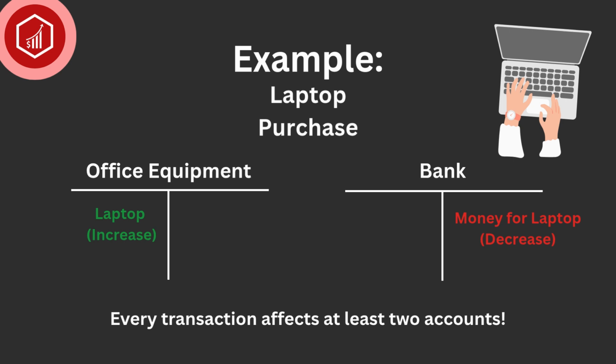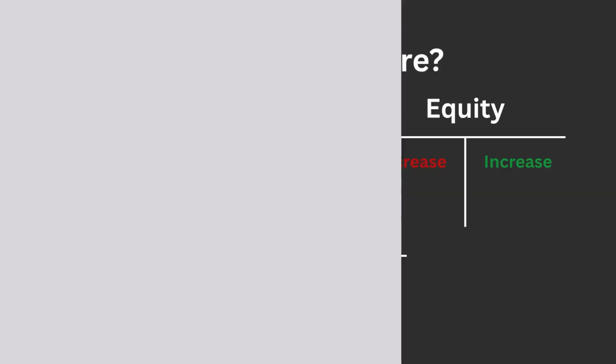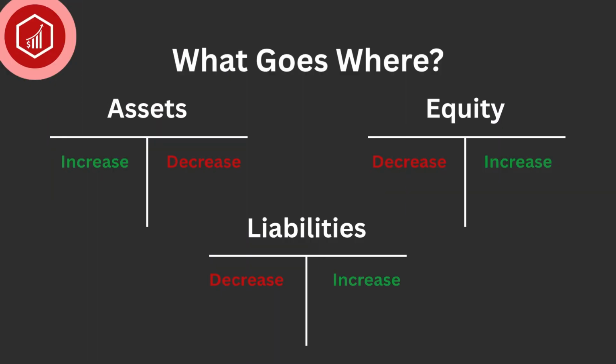The structure of a T account. Each T account has a simple and consistent structure. At the top, you write the name of the account, for example, cash, bank, or rent expense. On the left side, you record all debits. On the right side, all credits. But what goes where? Now, the big question most people have: how do you know when to debit and when to credit an account? Here's a basic rule to remember.